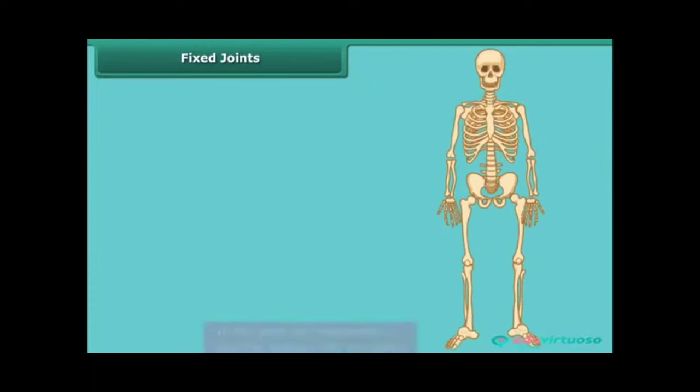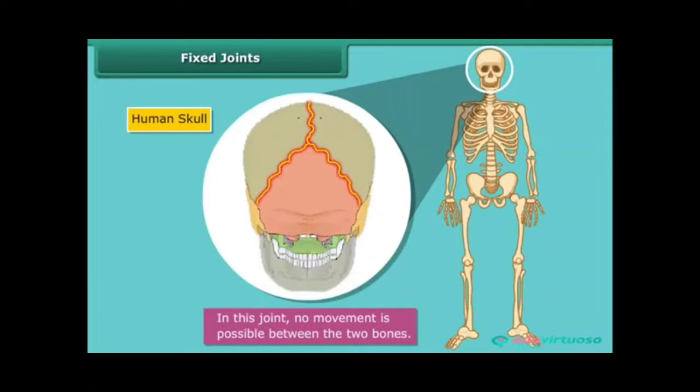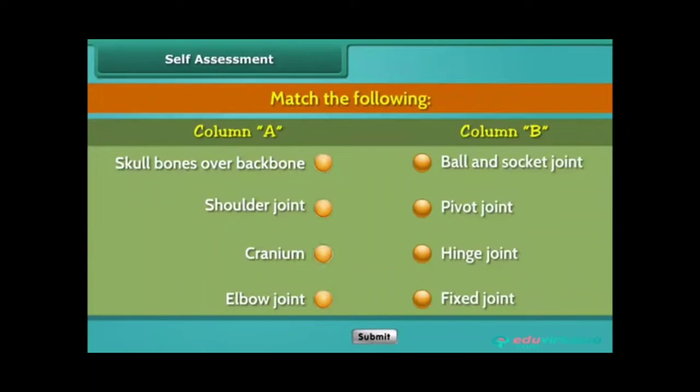Fixed joints. In this joint, no movement is possible between the two bones. The sutures between the bones of the skull are an example of fixed joint. Self-assessment. Match the following joints to their types of joints.